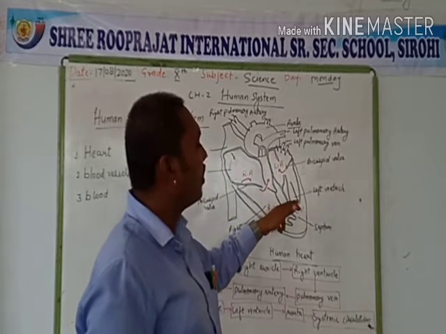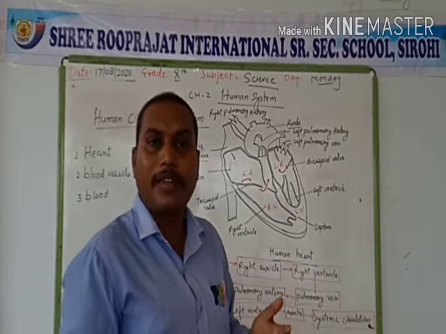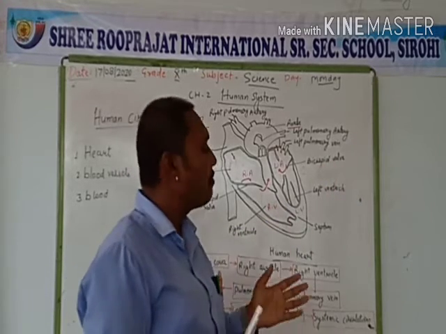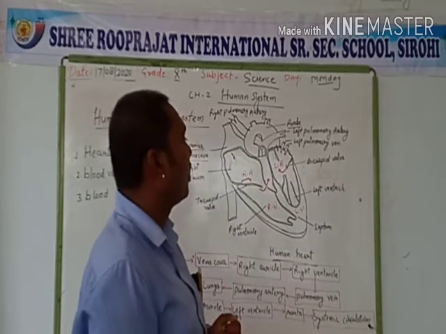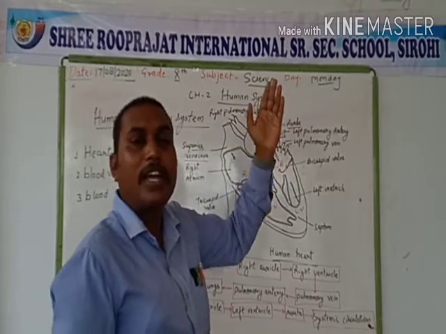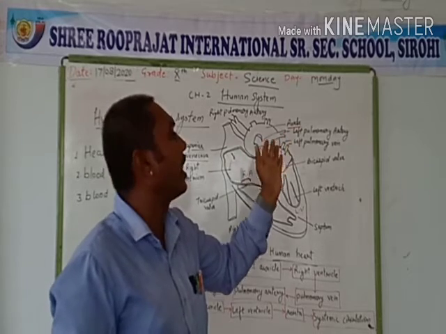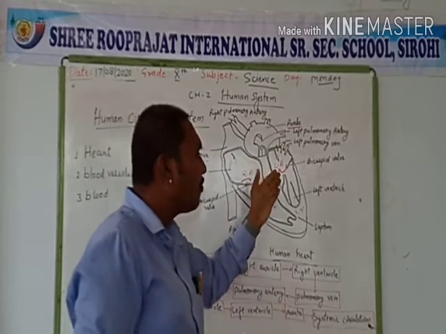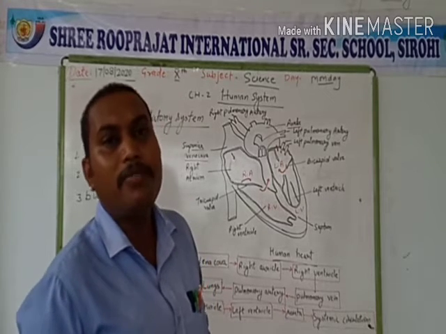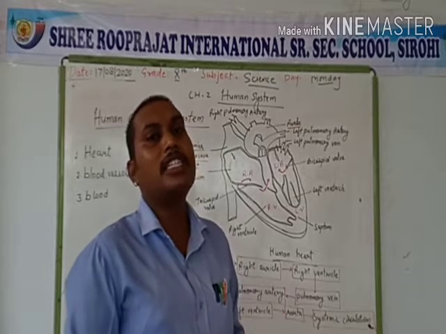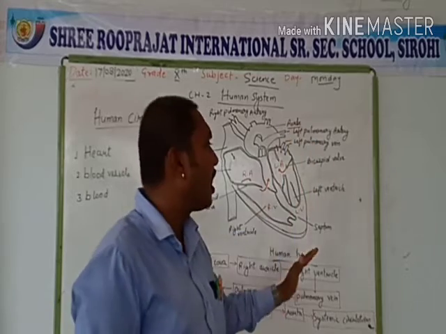Between the left auricle and left ventricle there is a bicuspid valve, which has the same function: to prevent the backflow of blood from the ventricle to the auricle region. When the blood is purified in the lungs, it is carried to the left auricle through a vein known as the pulmonary vein. The pulmonary vein is the only vein which carries pure blood from the lungs to the heart.